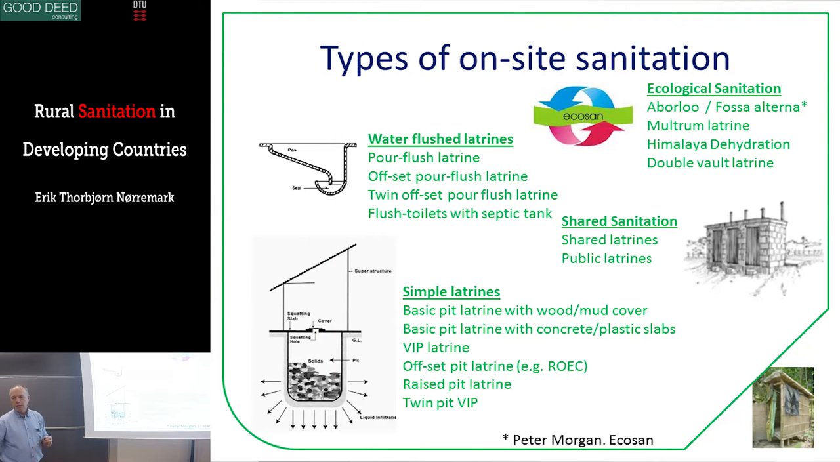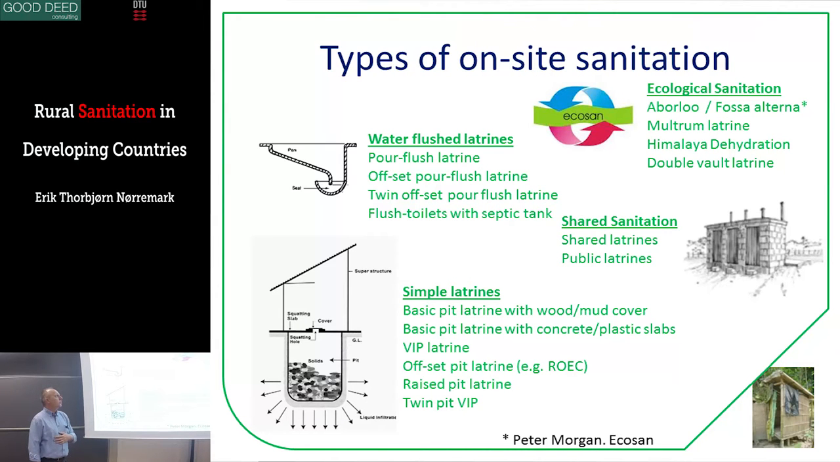The ecological sanitation, we have something called Arborloo. It's a mix of Latin and English. It's actually translated into plant a tree latrine. So you have a very shallow pit, and then you plant a tree when it's full after half a year, and you dig another small pit. You move the whole superstructure and slab. Fossa Alterna is a cousin to this system, where you have two pits and you shift between them, but you move the slab and the superstructure. And then you empty from time to time.